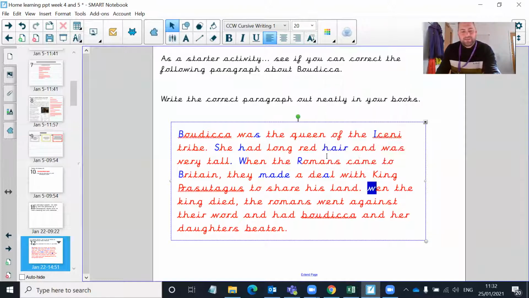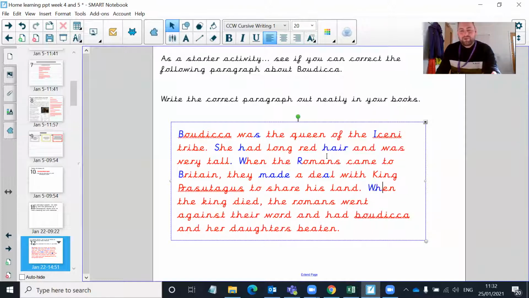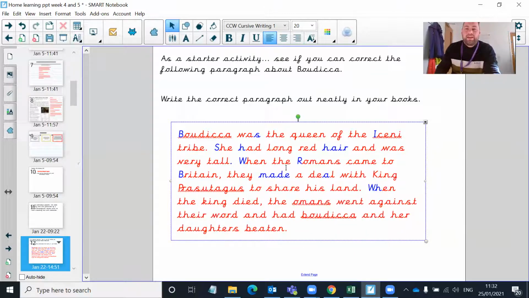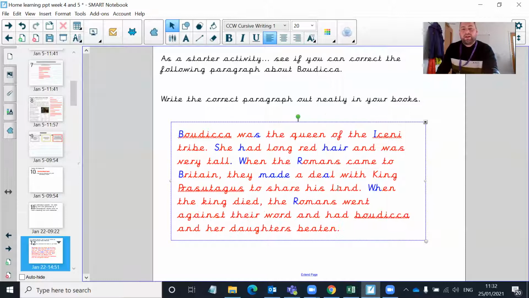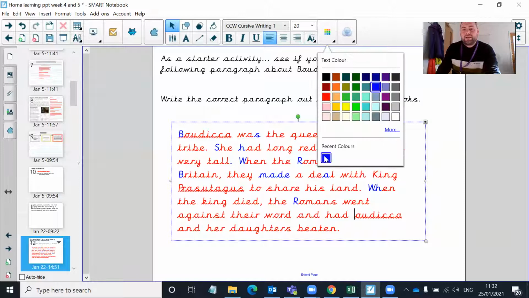It's after a full stop, so it needs a capital, but it also needs an H. The king died. The Romans, again, Romans is a proper noun, so we need a capital letter. They went against their word and had Boudica. Boudica is the name of the queen, so that means capital letter.